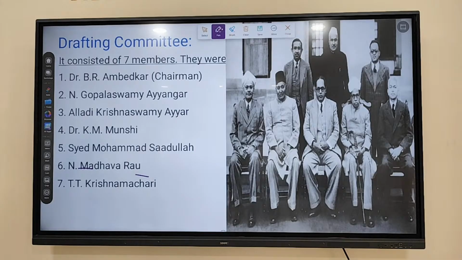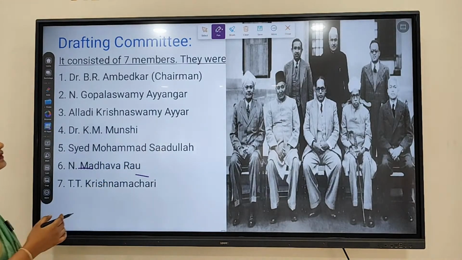When you want to build a house, what will you do? Either you will approach a civil engineer or an architect for building your home, the design, the vastu. The same way the drafting committee was there. Understood? It used to give the preliminary report, what should be added in the constitution, in which part we should add this, in which schedule we should add these articles, the schedules, the laws, everything. Understood?